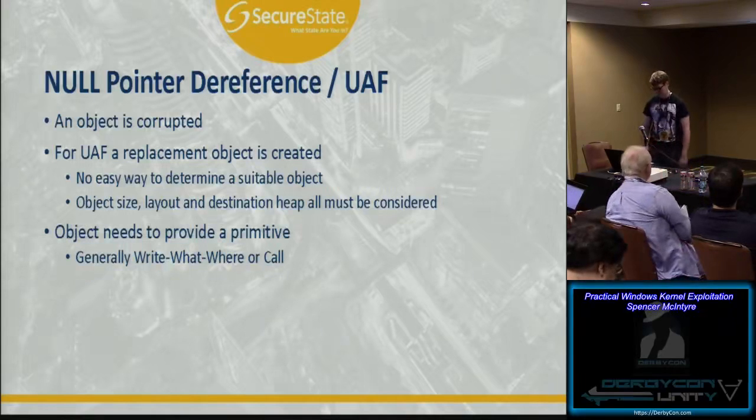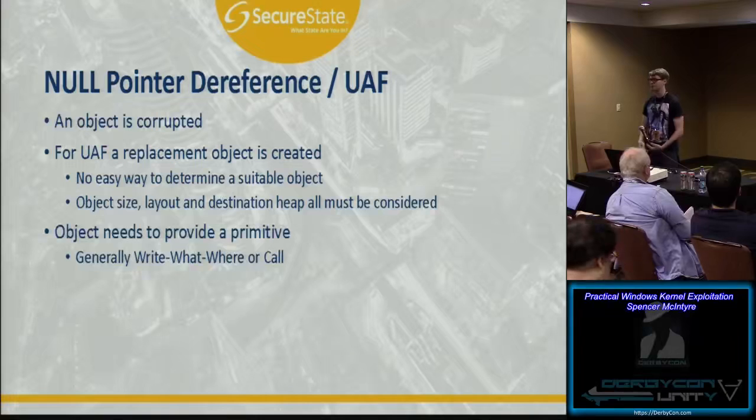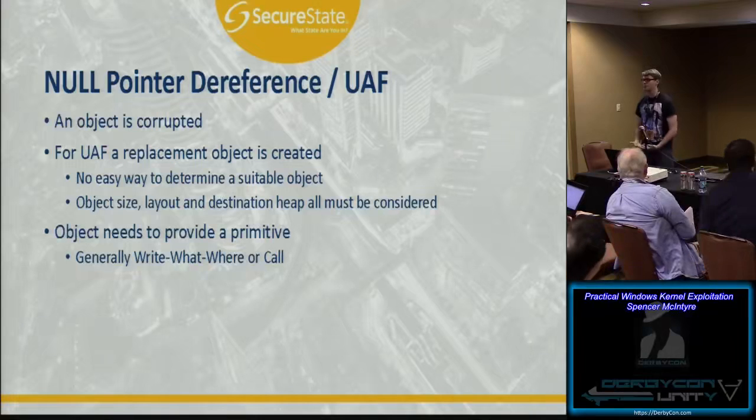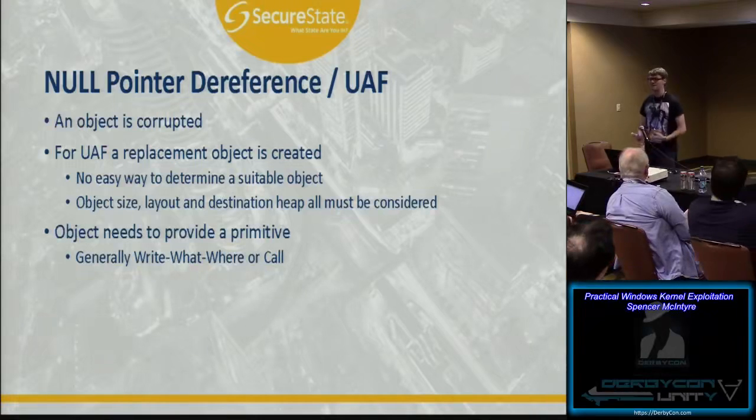So usually when trying to look for an object to replace the one that had been freed, you're looking for some kind of a primitive. Usually the primitive ends up being ideally something that can be used to once again achieve a write-what-where condition. You're looking for some type of a pointer that you can call a function on this object that allows you to write data to a location that you control.